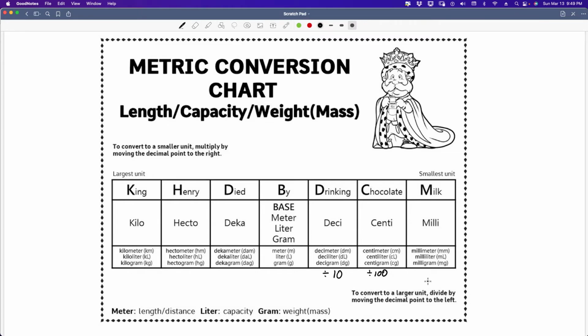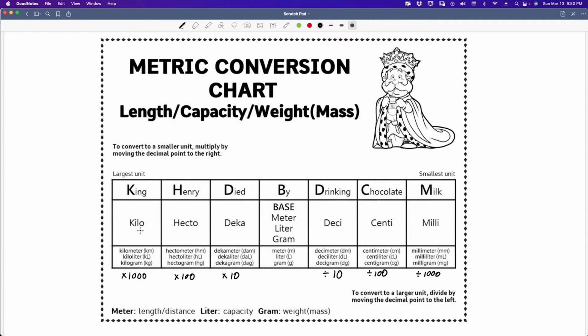And a milliliter is divided by 10, divided by 10, divided by 10. 3 zeros, so it's divided by 1,000. Now, in the opposite direction, it gets bigger. So the base unit is going to be multiplied by 10 here, by 100 here, and by 1,000 here, because we add a 0 each time.